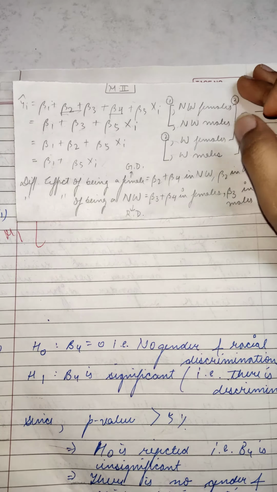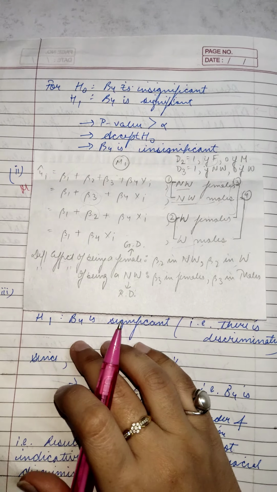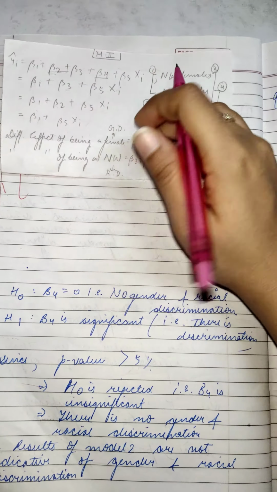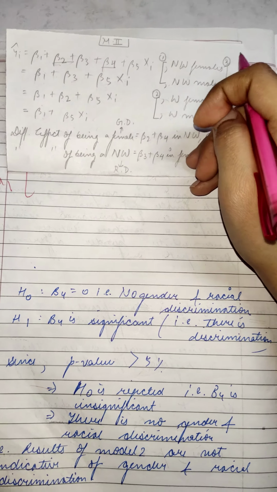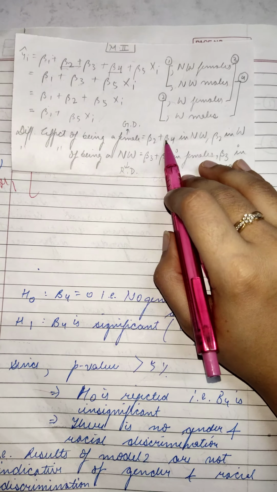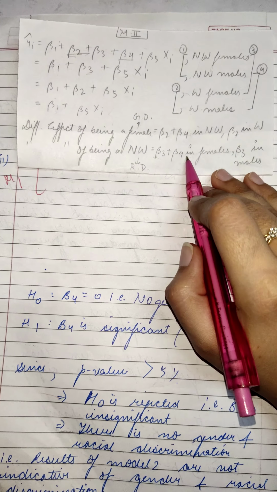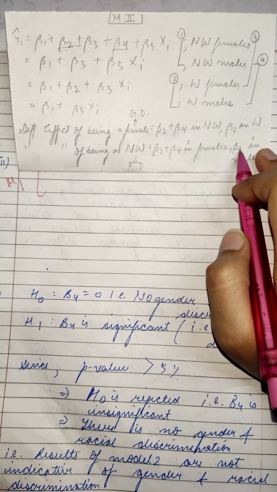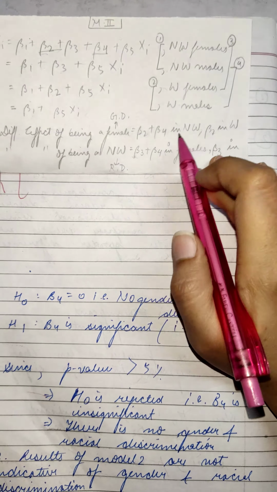Part 3 says, are the results of model 2 indicative of gender and racial discrimination significantly? So they are saying, please check if the results of model 2 are indicative of racial and gender discrimination significantly. So I need to check whether beta 2 plus beta 4 is actually statistically different from beta 2 or not, and whether beta 3 plus beta 4 is actually statistically different from beta 3 or not. In a way, what do you need to check? So these two are equal and these two are equal.